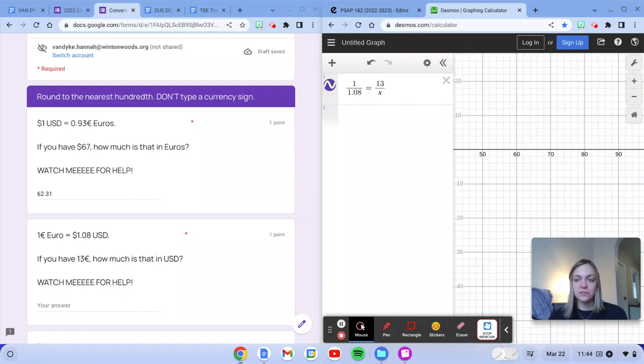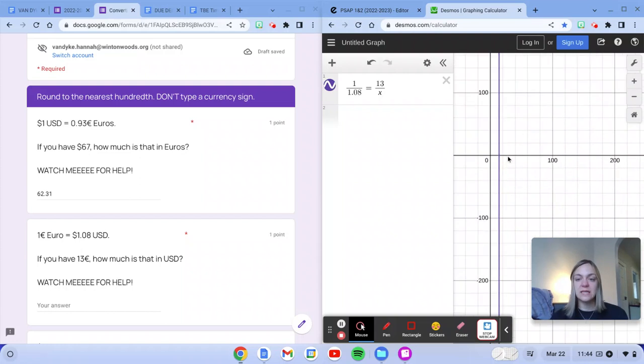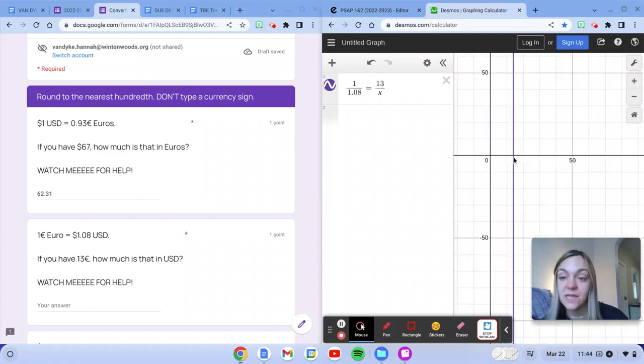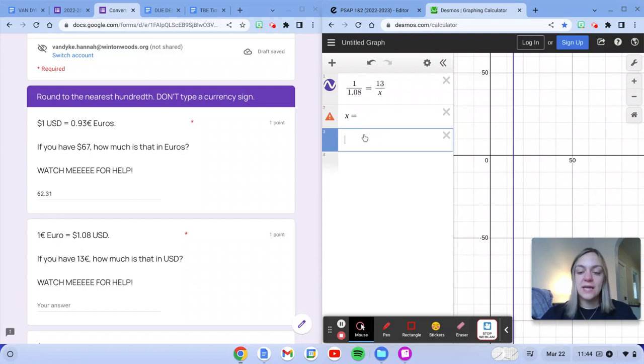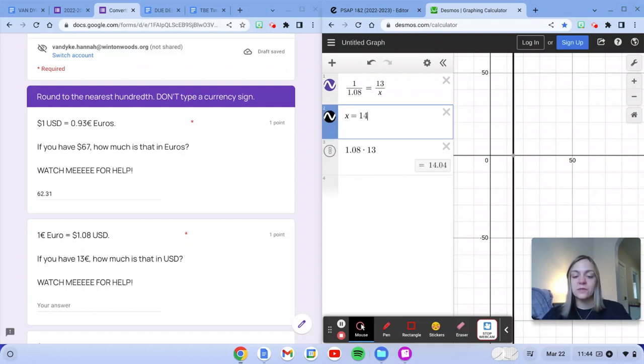So your options are either to zoom out until you find the line and then zoom back in. It's not going to give you a point to click on, so you have to zoom, zoom, zoom. Or we know that it's going to be X equals, because X times 1 is just X. It's going to equal the 1.08 times 13. So in this case, 14.04. And the black line is right on top of the purple line. That's how we know we did our multiplication correctly. So that's what your answer would be.